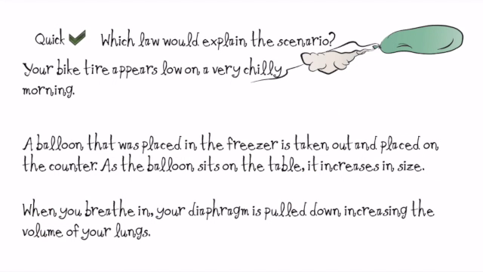Quick check. Which law would explain the following scenarios? Your bike tire appears low on a very chilly morning. So the law that compares volume and temperature is Charles' law. A balloon was placed in the freezer and taken out and placed on a counter. As the balloon sits on the table, it increases in size. So again, this one we are looking at temperature and volume. So Charles' law.